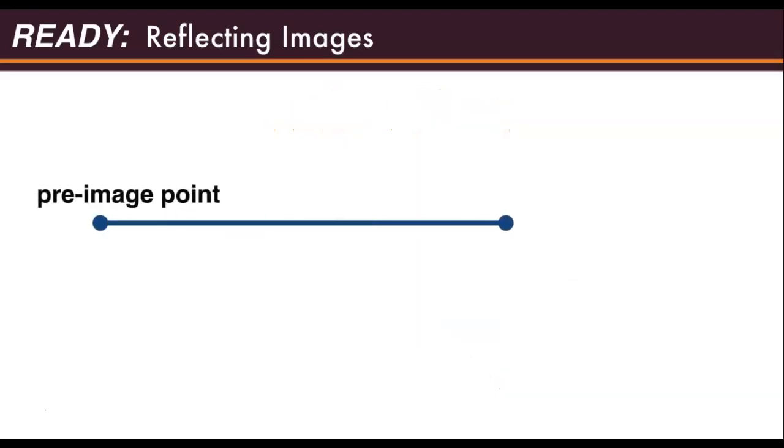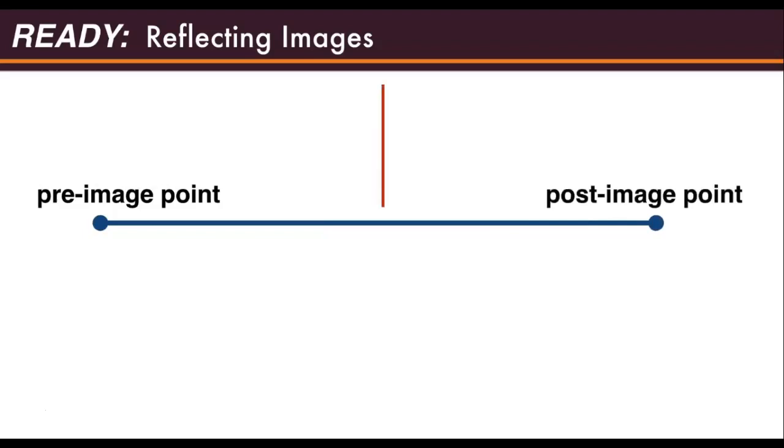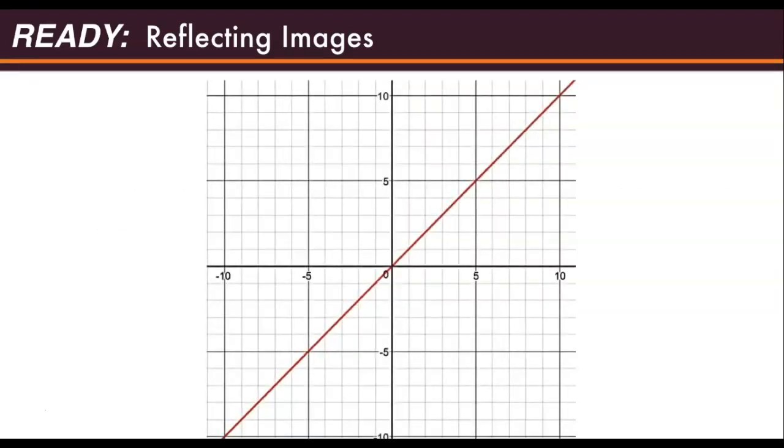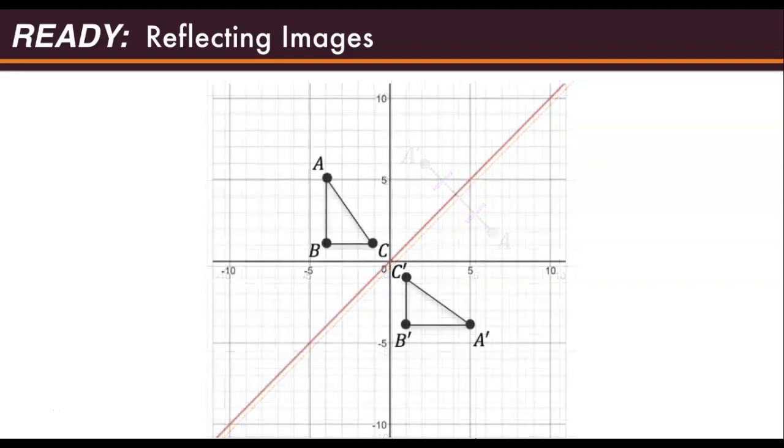A reflection moves points across a line of reflection in a very specific way. When you connect a pre-image point with its corresponding post-image point, the line of reflection is the perpendicular bisector of that connecting line segment. Let's look at an example. The point A is reflected across the line y equals x to another point. The line y equals x bisects the line connecting the 2 points, so both points are equidistant from the line of reflection.